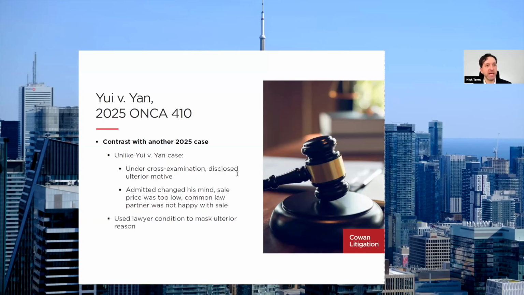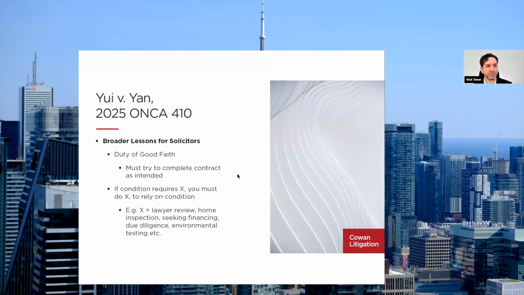And also in the Bell case, the seller admitted that they did have an ulterior motive. So he admitted that he changed his mind. On further thought, he believed the sale price was too low. He had a common law partner and she was not happy and told him, you're not selling that property. The price is too low. So he admitted the ulterior motive and basically was using the lawyer condition to mask his ulterior motive, so to back out. And the court was not okay with that.